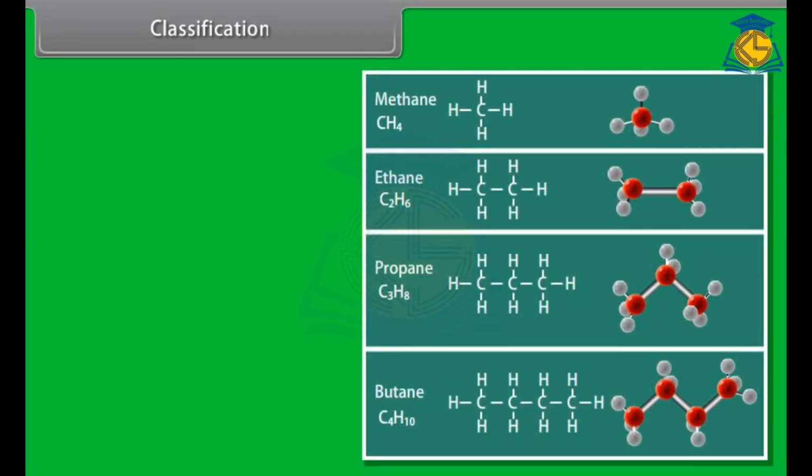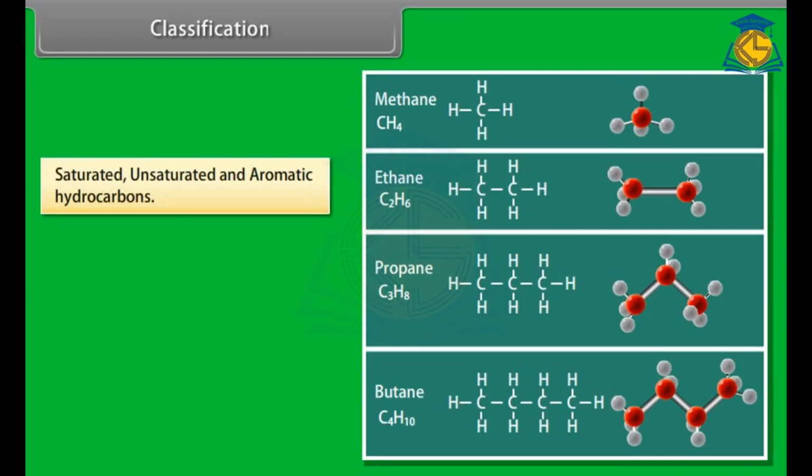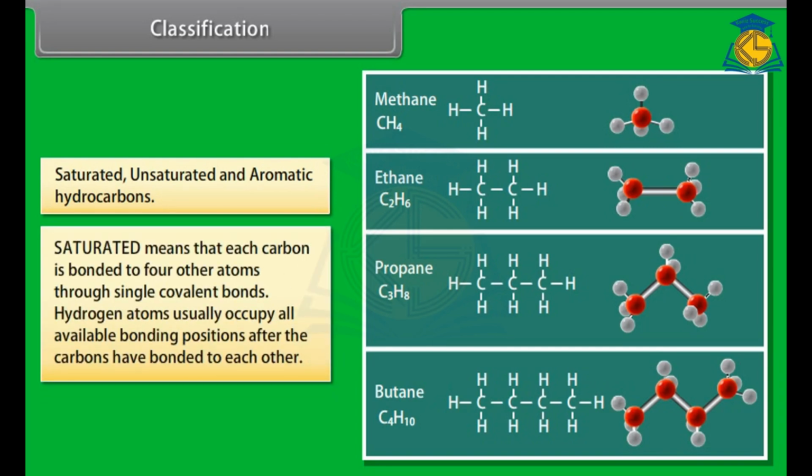Classification. Depending upon the types of carbon-carbon bonds present, hydrocarbons can be classified into three main categories: saturated, unsaturated, and aromatic hydrocarbons. Saturated. Saturated means that each carbon is bonded to four other atoms through single covalent bonds. Hydrogen atoms usually occupy all available bonding positions after the carbons have bonded to each other.